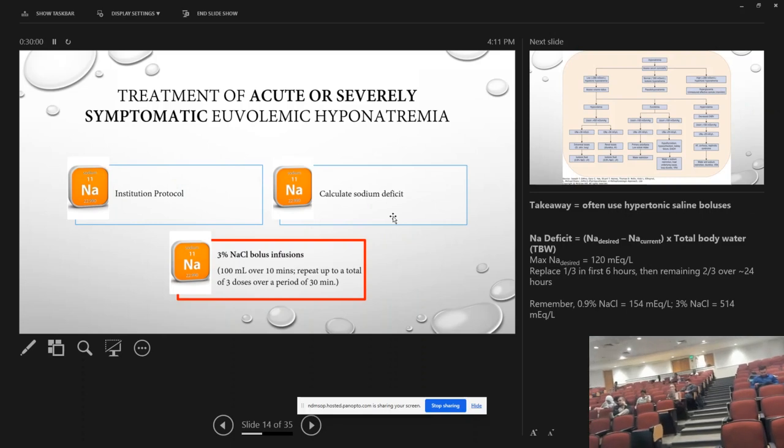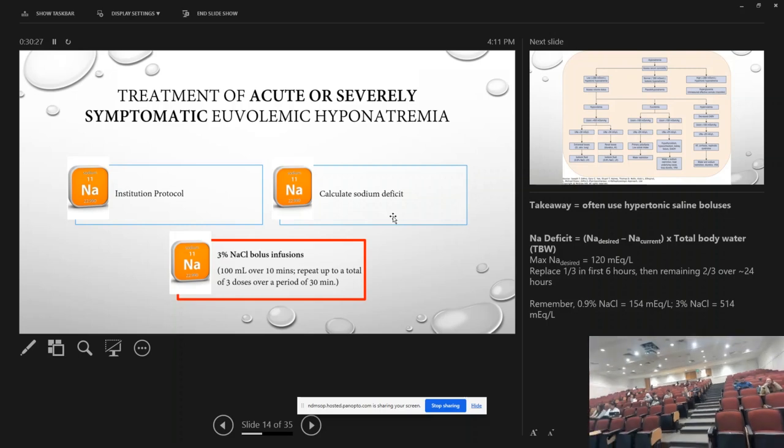And what you're going to do is hypertonic saline. So what I want you guys to know here is that most hospitals will have an institutional process or protocol for hypertonic saline. You're going to see this at the majority of hospitals. You can calculate a sodium deficit. The calculation is in your notes in the slides. You don't have to know that. What you need to know is a general dosing here.